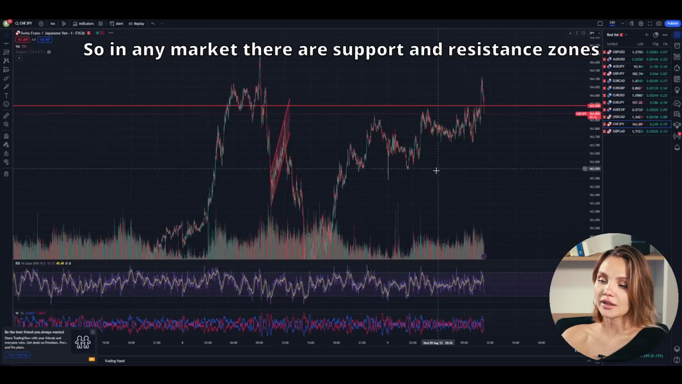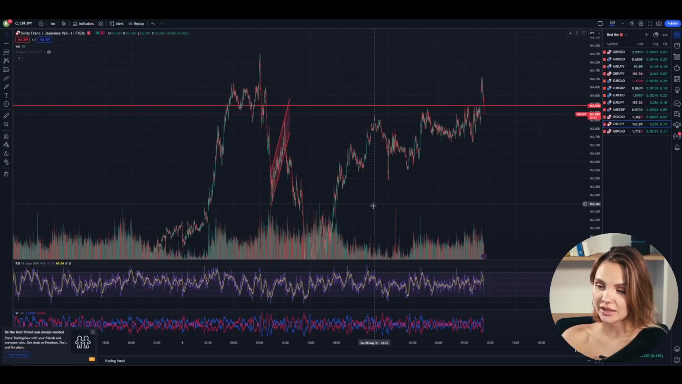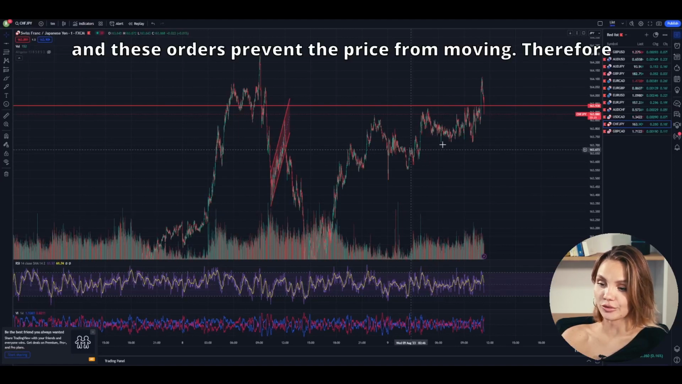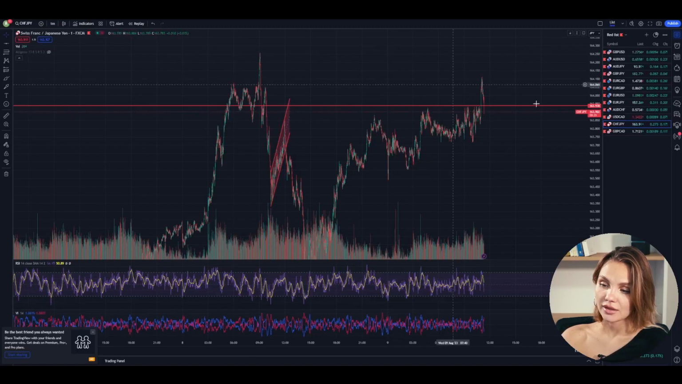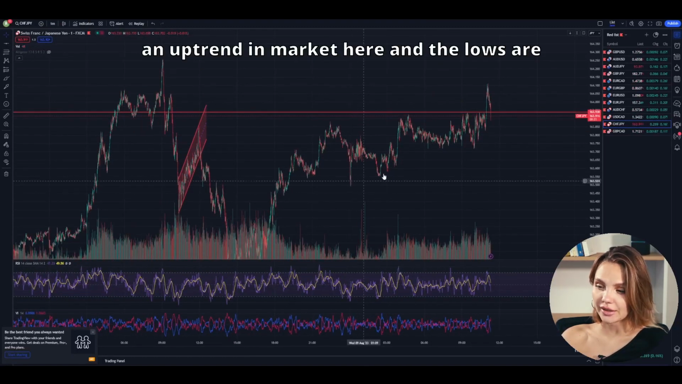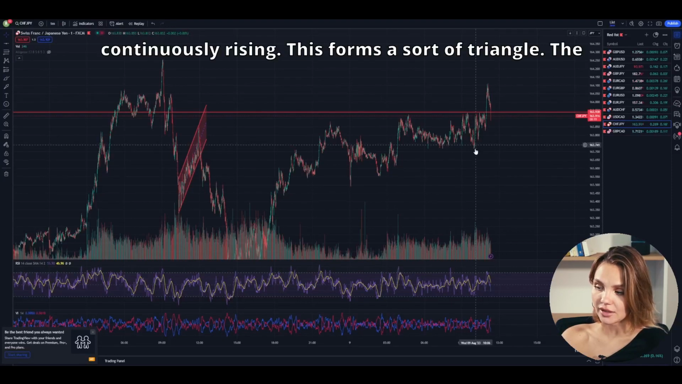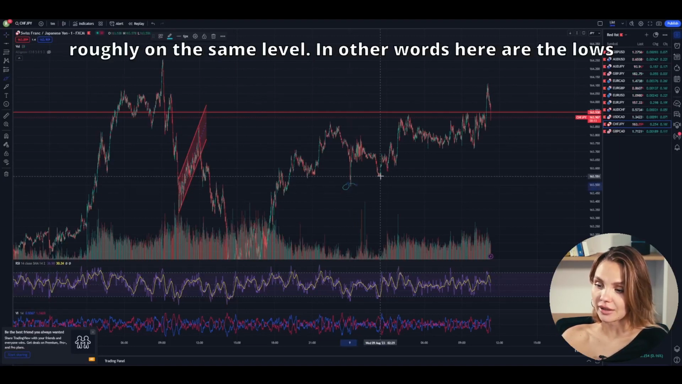So in any market, there are support and resistance zones where a large number of orders accumulate, and these orders prevent the price from moving. Therefore, the price bounces from these zones. I'll explain this with our example. We have an uptrend in the market here and the lows are continuously rising. This forms a sort of triangle. The lows keep getting higher and the highs remain roughly at the same level.